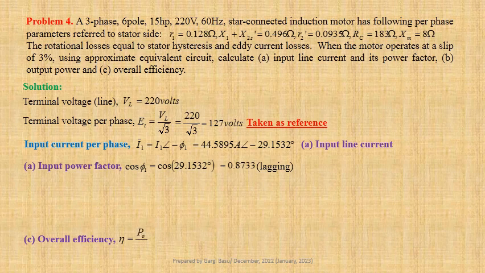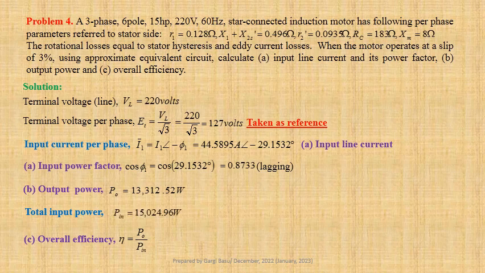Let us now determine overall efficiency of the motor. Eta equals PO divided by Pin. We have obtained output power PO equals 13,312.52 watt and total input power Pin equals 15,024.96 watt. Therefore, eta equals 13,312.52 divided by 15,024.96, that is equal to 0.886 per unit or 88.6%.